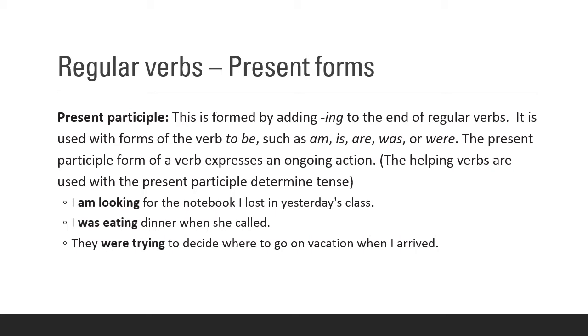So present participle forms, that is the ing forms, always talk about an ongoing action. So in the first case, it's present continuous tense, whereas in the second and third case, it's past continuous tense. So either present or past, but they always talk about some progressive action or some continuous form of the verb.